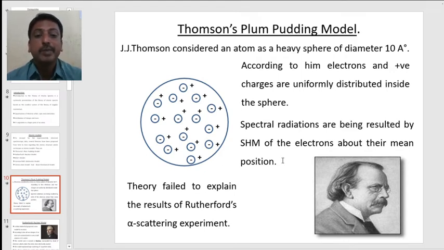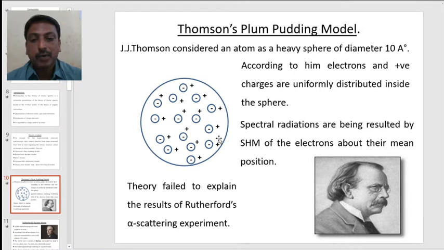But the theory was able to explain the stability of an atom, because the electrostatic force of attraction between the two opposite charges is going to be balanced by the electrostatic force of repulsion between the two similar charges. Hence, according to J.J. Thomson, an atom as a whole is assumed to be a stable one.